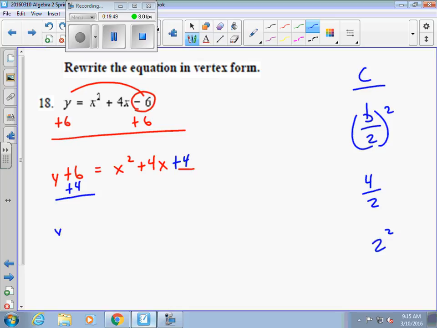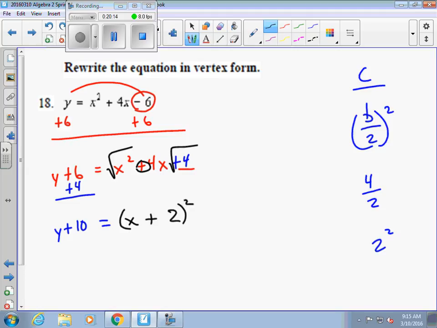So now we have y plus 10 is equal to, we have a perfect trinomial right here. We can take the square root of the first term, x squared, and get x, and the square root of the c term, 4, and get 2. And this is the sign that goes between them, plus 2. X plus 2 squared, binomials being squared. That's not vertex form, though.